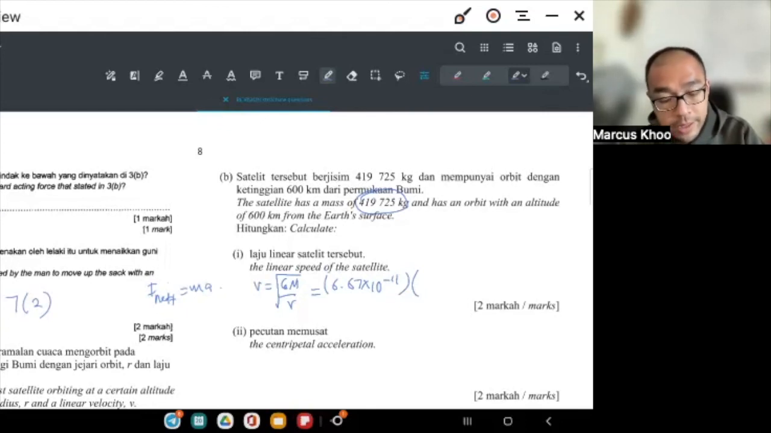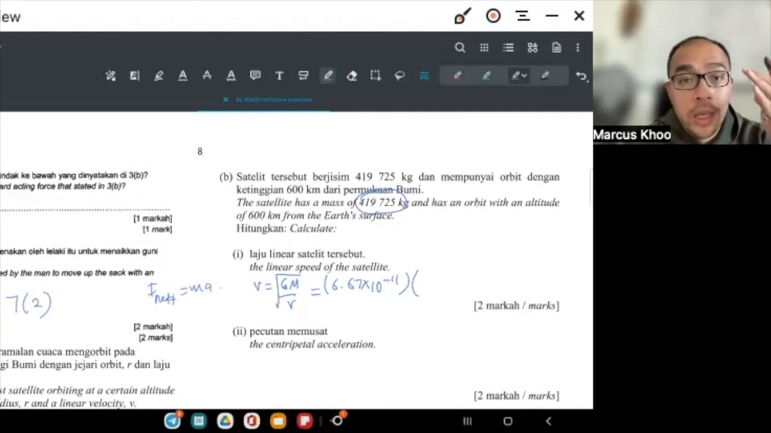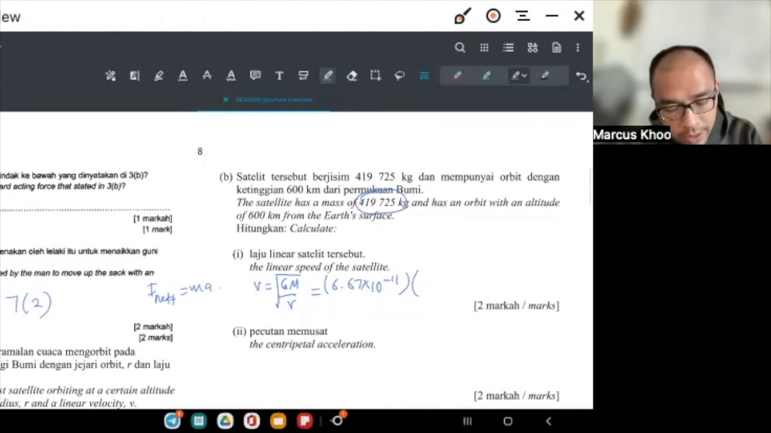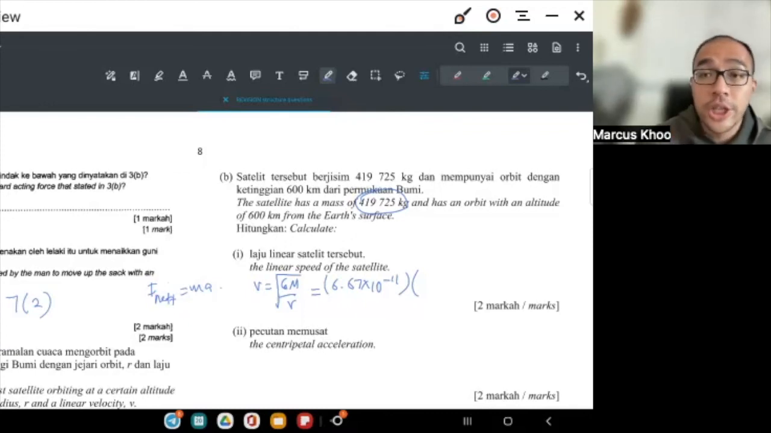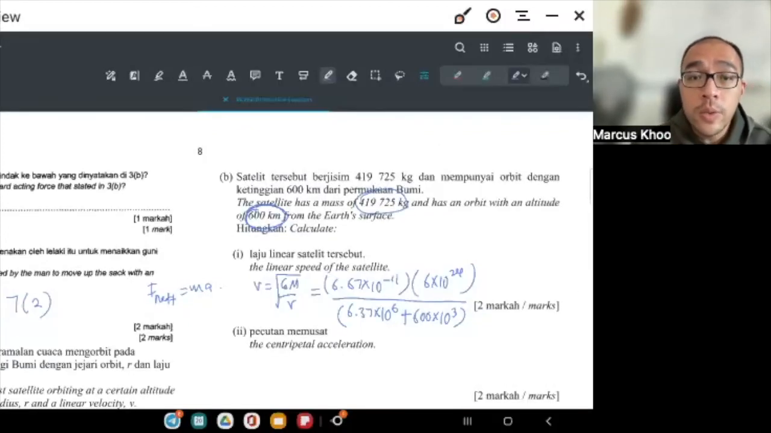The distance is 600 kilometers from the Earth's surface, but we are talking about the distance from the center of the Earth. So the radius of the Earth is 6.37 times 10 to the power 6 plus 600 times 10 to the power 3, because you need to change this into meters. Notice that they're not giving you the mass of the satellite, because it has no play in the linear speed.